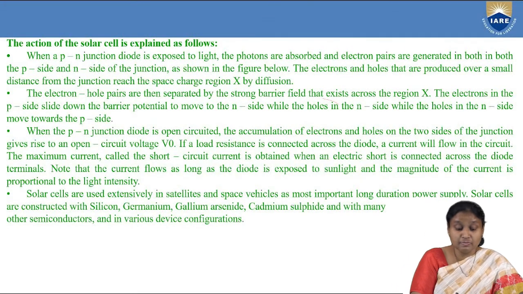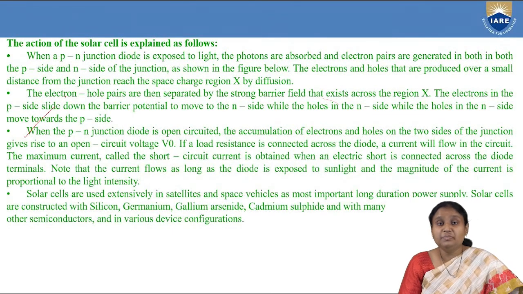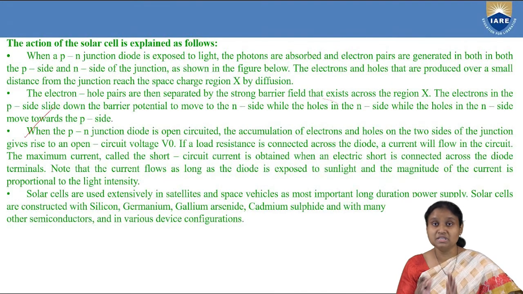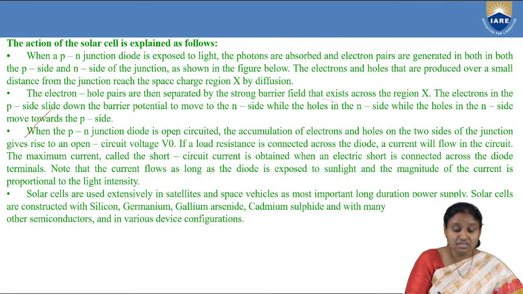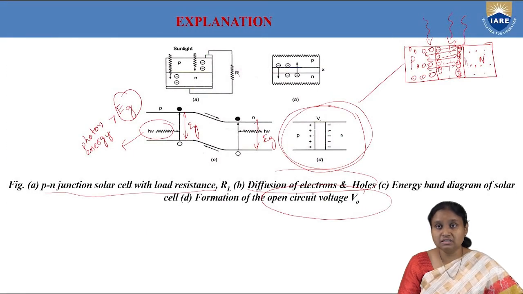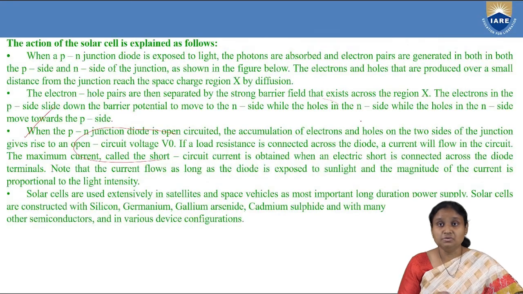And this point is very, very important. When the PN junction diode is open circuited, what happens? There will be accumulation of electrons and holes on the two sides of the junction, giving rise to this open circuit voltage, which we have seen in this figure. And if we keep a load resistance across the diode, then current starts flowing in the circuit.